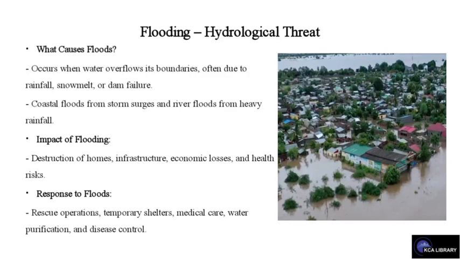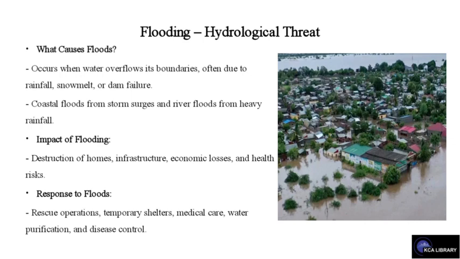Now let's look at flooding. What is flooding? This is a hydrological threat. This is a typical example of a hydrological threat, right? Hydrological threat is a threat that has to do with water. Now, what causes floods? Flood occurs when water overflows its boundaries, often due to rainfall, snow melt, or dam failure.